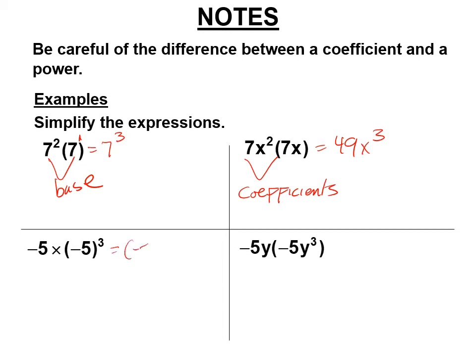This is negative. Don't multiply. You treat that negative 5 just like it was x or y. Negative 5 to the 4th, right? There's a 1 there. Here, this is negative. These are coefficients again. Negative 5 times negative 5, 25. y times y cubed, y to the 4th.